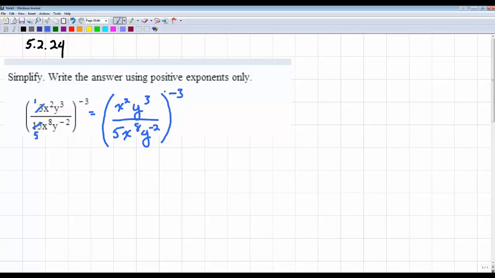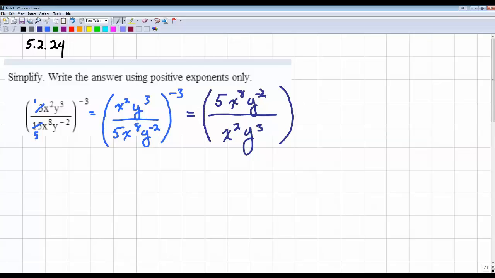Then what we're going to do is invert the inside and change the outside exponent to a positive. So it becomes 5x to the eighth y to the negative 2 power all over x squared y cubed, and then the outside exponent becomes a 3.